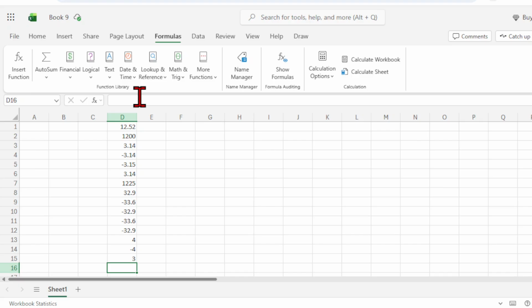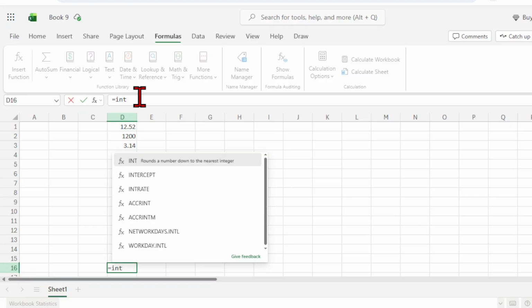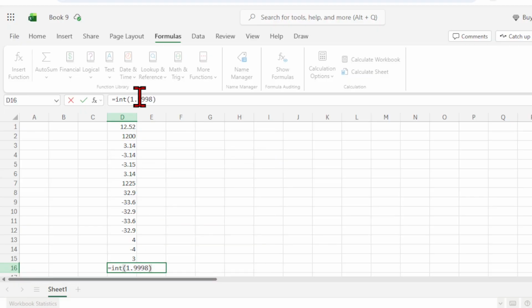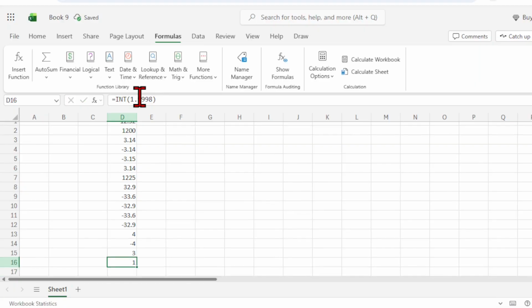Now INT is kind of the opposite. It's always going to round down. It's basically going to drop anything past the decimal point. So equals INT of 1.9998. Okay. I'm going to get 1. It's going to drop everything past that decimal point, even though this is pretty much 2.